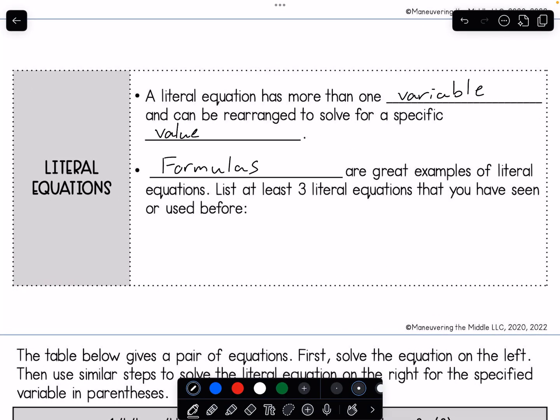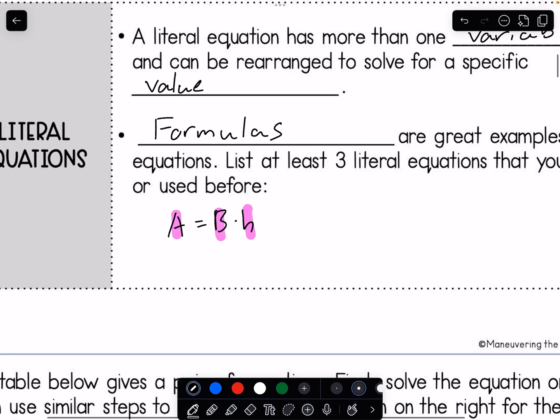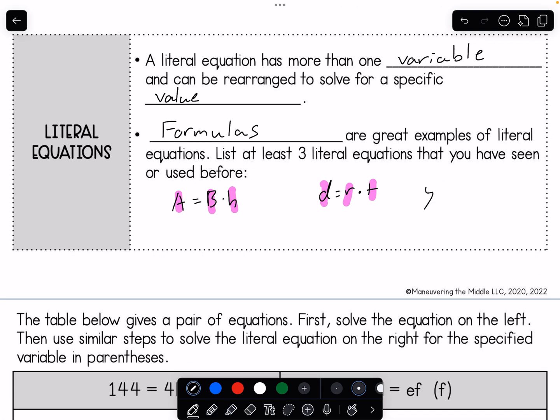Some examples of this: area equals base times height. There are three variables there. Let's say distance equals rate times time. Again, three variables there. Even our slope intercept formula, which you've maybe seen before, has at least two variables. One, two, three, four. So these are just three examples of formulas, but we're going to talk more later this week about some further examples.